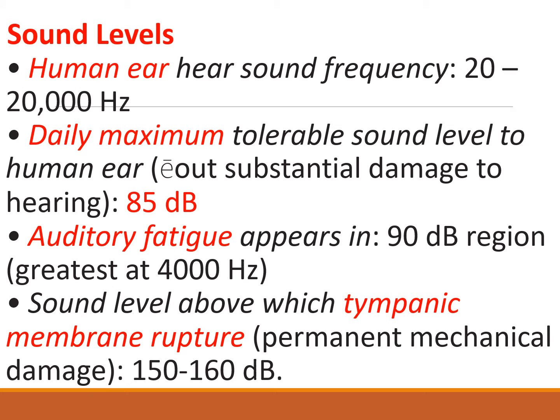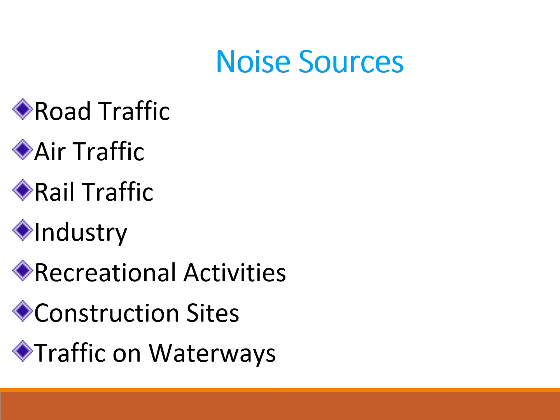Sound levels. The human ear hears sound frequency 20 to 20,000 Hz. The daily maximum tolerable sound level to the human ear is 85 decibel. Auditory fatigue appears in the 90 decibel region, greatest at 4000 Hz. The sound level above which the tympanic membrane ruptures is 150 to 160 decibels. Noise sources are road traffic, air traffic, rail traffic, industry, recreational activities, construction sites, and traffic on waterways.